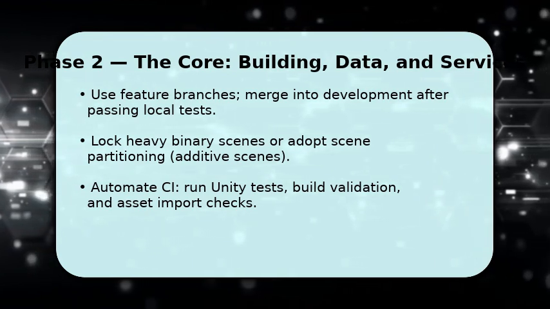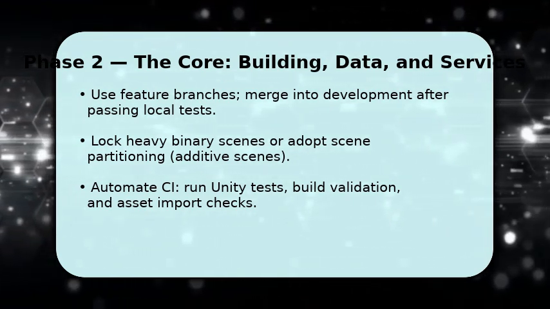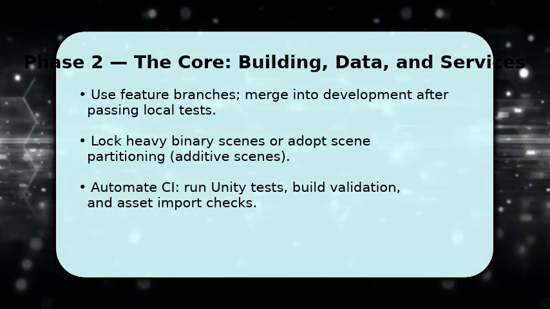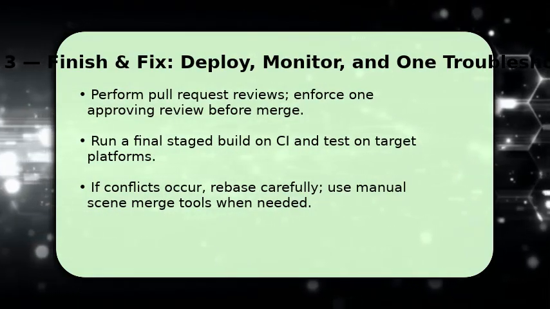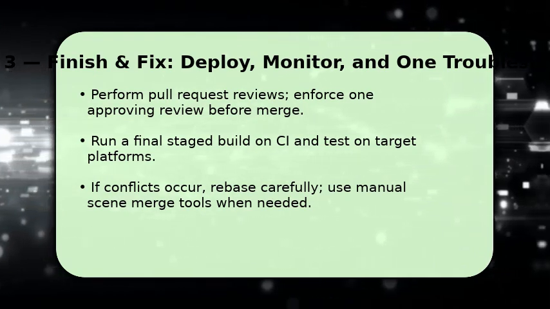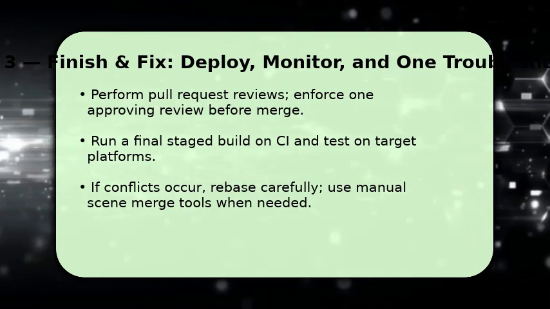Make sure to use continuous integration that runs Unity tests, validates builds, and checks asset imports. This catches issues early and explains why you finalize changes through pull requests with at least one approving review. This catches logic and design regressions. Once approved, run a final CI build and test on your target platforms to confirm performance and input.